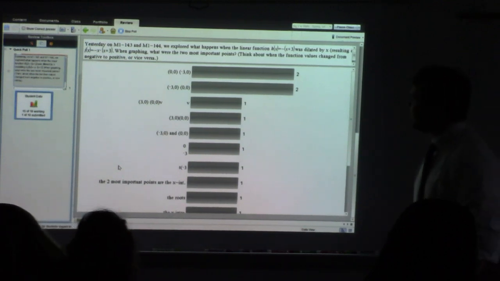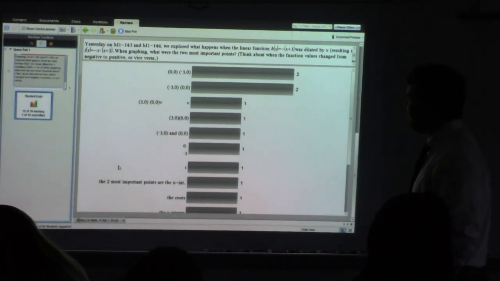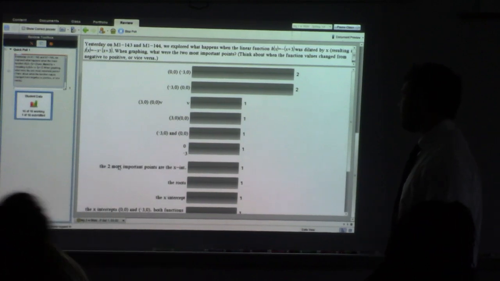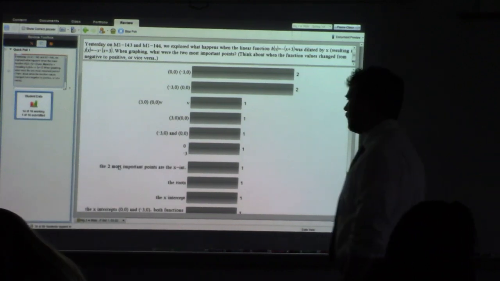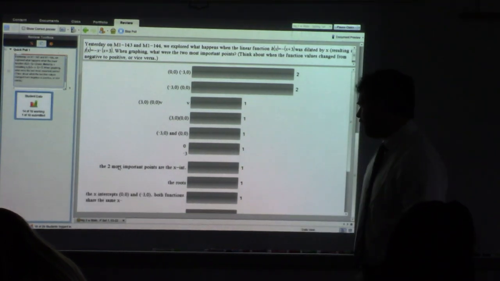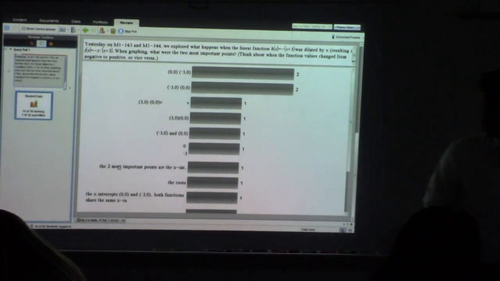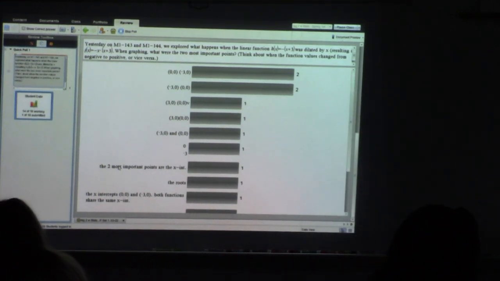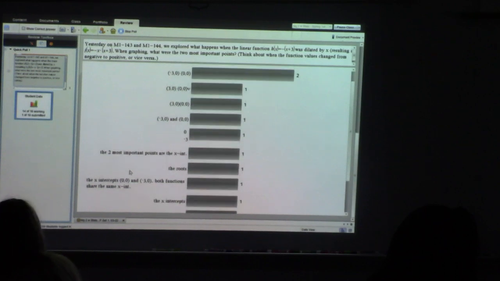0, 0, negative 3, 0. That showed up for a handful of us. 0 and negative 3, two most important points of the x-intercepts, the roots. All right. So it looks like pretty much everyone's agreeing to the same ideas.